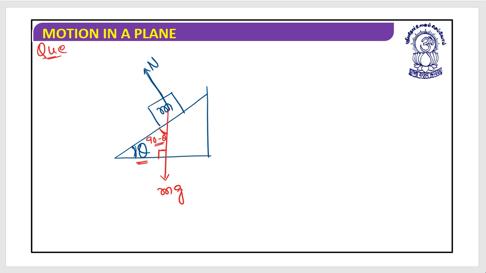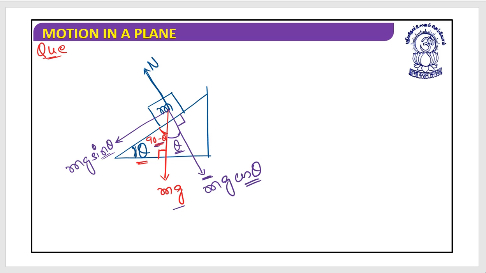Now if this is 90 minus theta, and if I make a straight line, look at this, this is perpendicular to the surface. Here I have used 90 minus theta, so this is the angle theta. So what I can understand is that mg makes an angle theta with this line, and with which we are making an angle theta, we make a cos component of it. It's mg cos theta. I hope you remember this and understood this. If this is mg cos theta, then this must be mg sin theta.